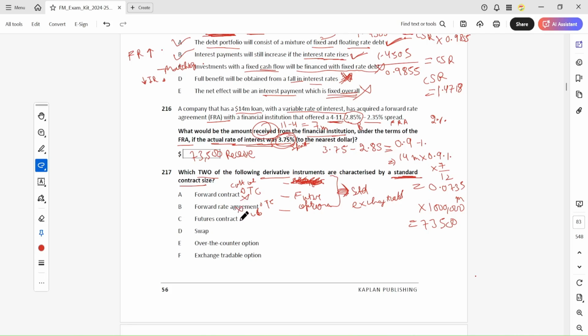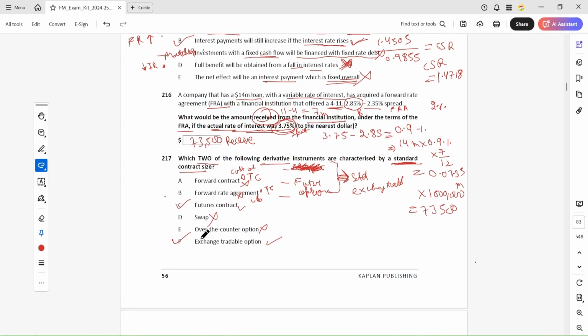Futures contract. This is right, because this is exchange traded, and this is the standardized contract. Swap is again between two parties, and it is OTC. So this is not exchange traded. Yes, because these are the two standardized contracts.